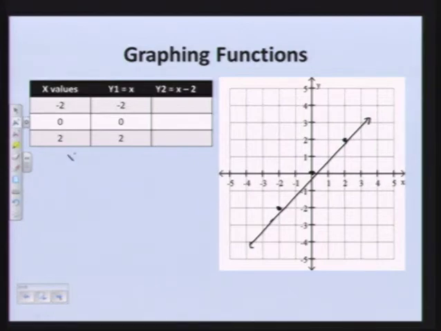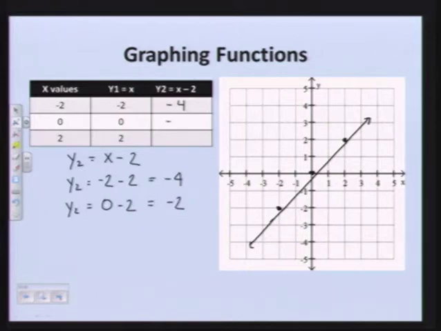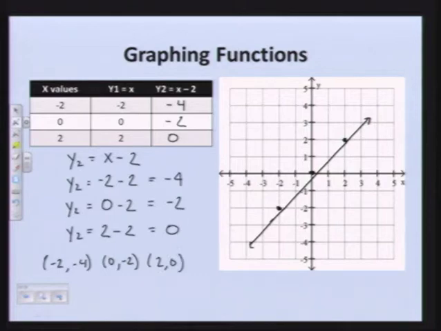Let's go to our y2 now. y2, as you see, is x -2. So I'm just going to be subtracting 2 from each of my x values. So if I substitute in -2, -2 minus 2, that's going to give us -4. If our x is 0, 0 minus 2 is -2. Putting that up in my chart. Then we're going to have an x value of +2. 2 minus 2 is 0. So now my 3 ordered pairs, -2, -4, 0, -2, and 2, 0.